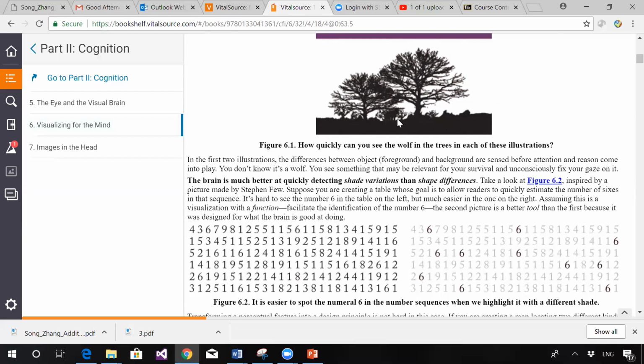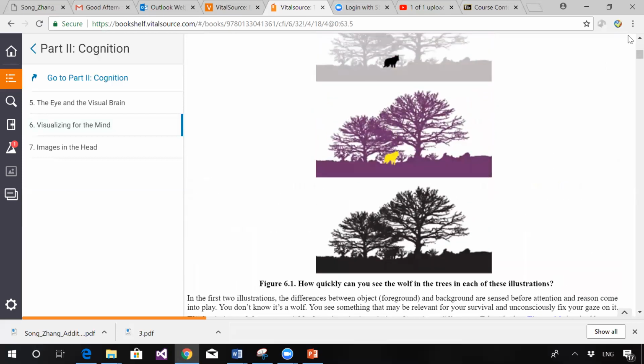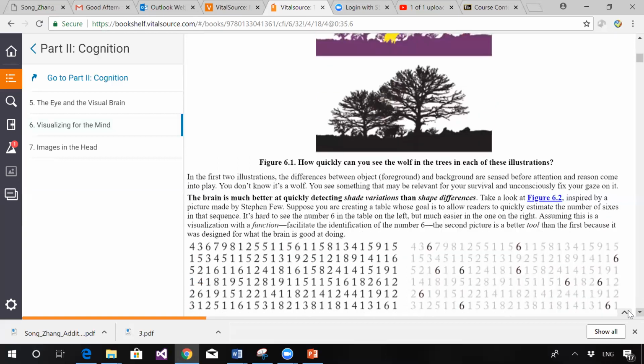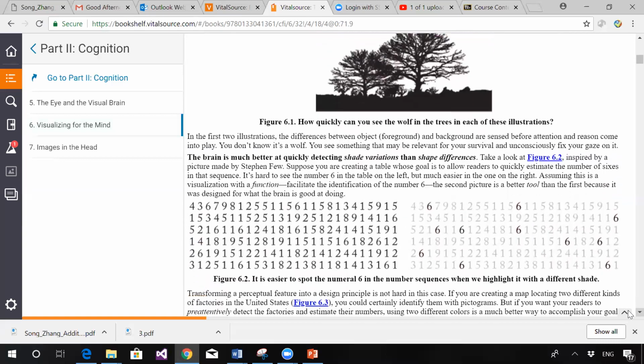Here, there are shapes representing the trees and shapes representing the wolf, but they are in the same color, which means there is no shade variation. But the first two pictures show shade variations, and we feel it's much more obvious to see the wolf. Our brain and eyes work in a way that they can detect shade variation better than shape difference. Here is another example for us to realize this.